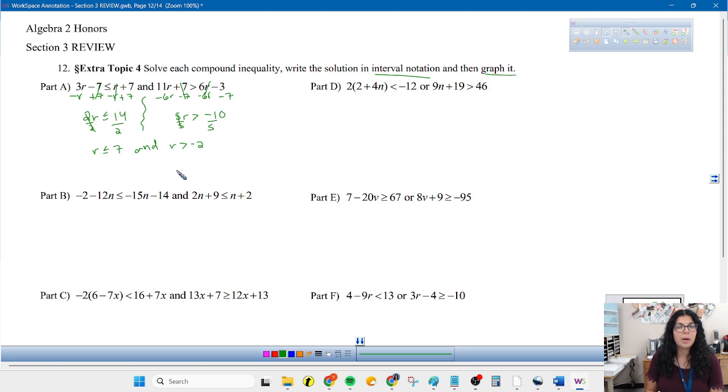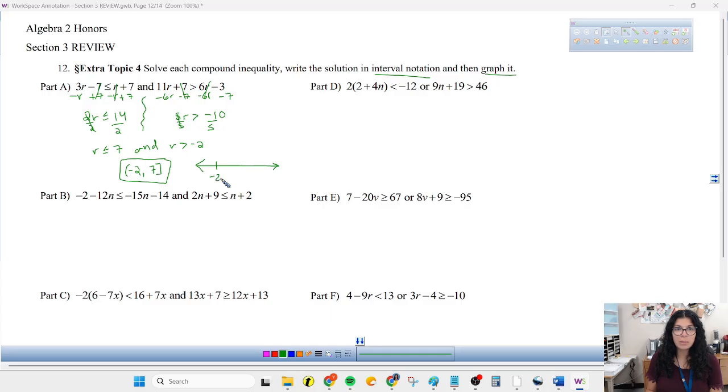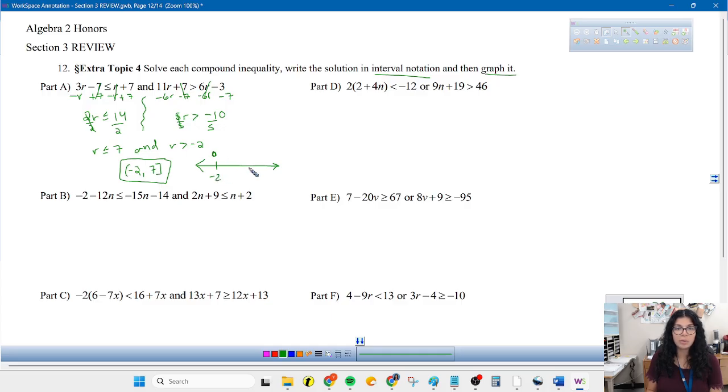Now if we're thinking about this answer, the numbers that are bigger than negative 2 and less than or equal to 7, these would be the numbers that are from negative 2 up to and including 7. So between negative 2 and 7. On a number line, that would be an open circle on negative 2, a closed circle on 7, and then we would graph and plot all of the numbers in between, which are a part of the solution.